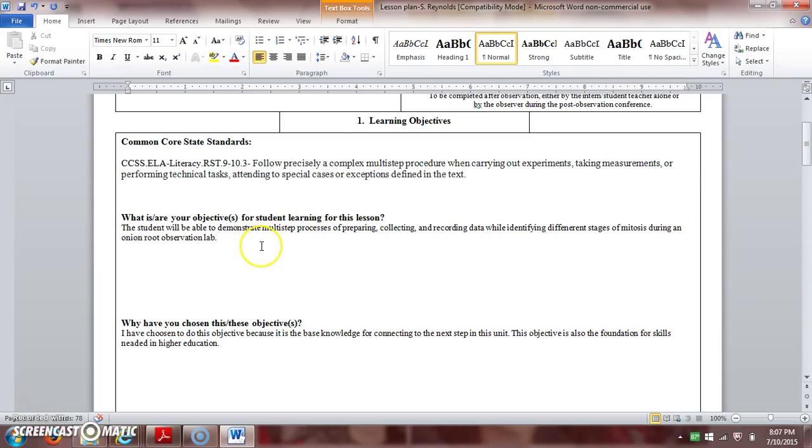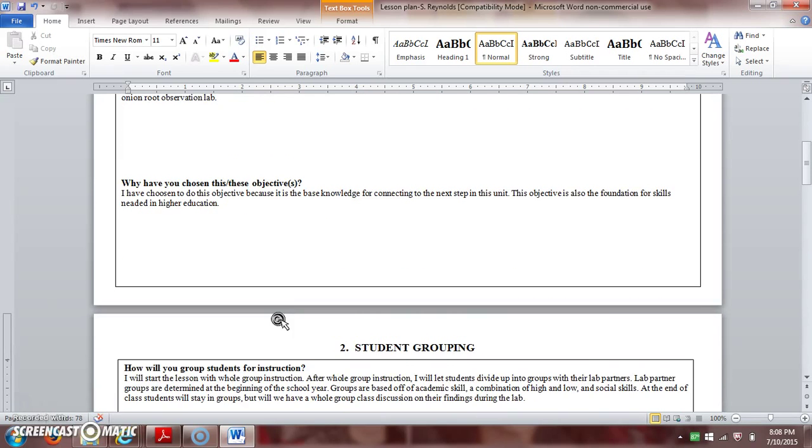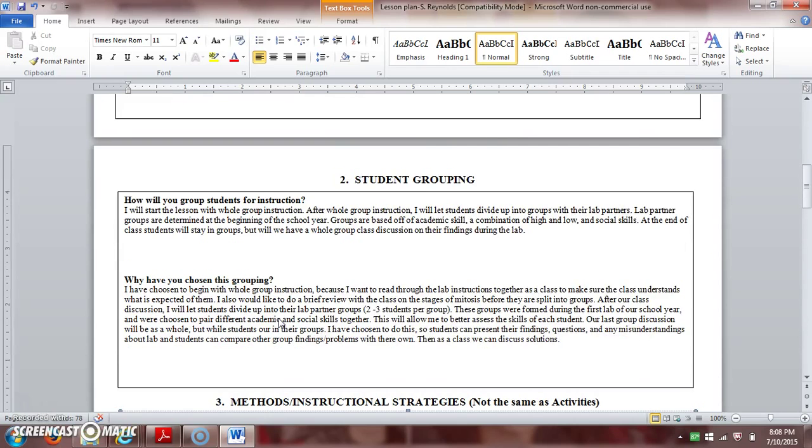And the objective for my lesson will be that students will be able to demonstrate a multi-step process of preparing, collecting, and recording data while identifying different stages of mitosis during an onion root observation lab. And the reason I've chosen this objective is because it will be the base knowledge for connecting to the next step in the unit to move forward in, and it's also a foundation skill that will be needed in higher education. And we'll move on to my student grouping.